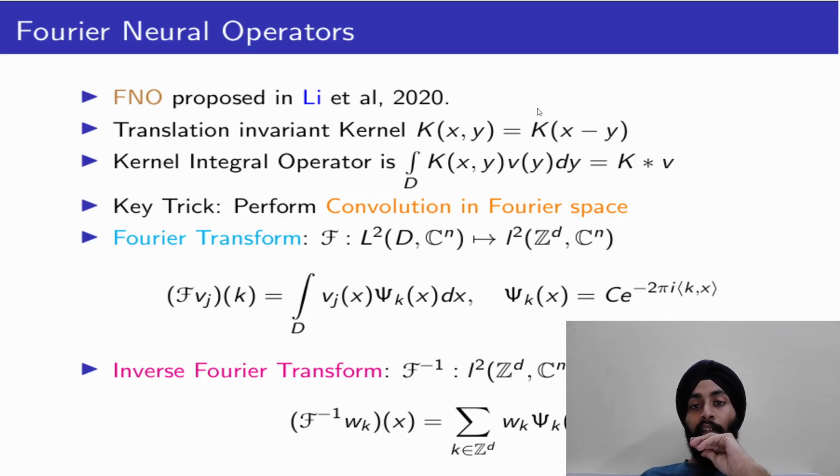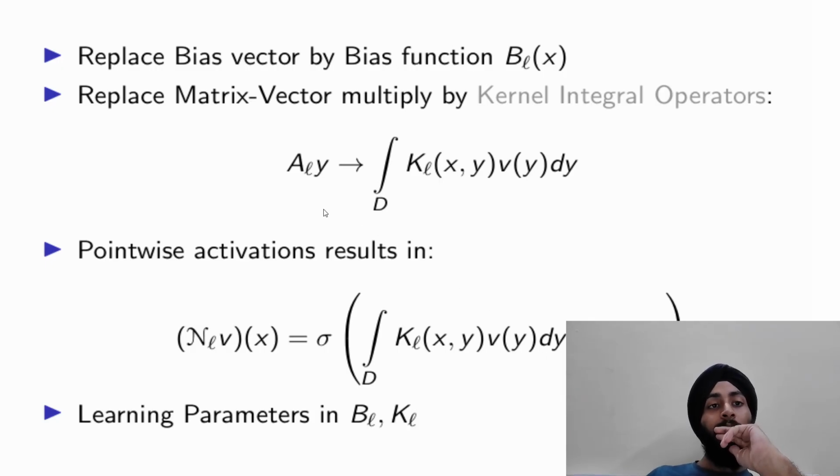So these two things, making the kernel translationally invariant and then very cleverly making this a convolution and applying it in Fourier space, automatically solve the resolution invariance problem as well. So what essentially happens is that I've replaced the bias vector by the bias function, and this again is the exact same thing that happened in the simple case of neural operators.